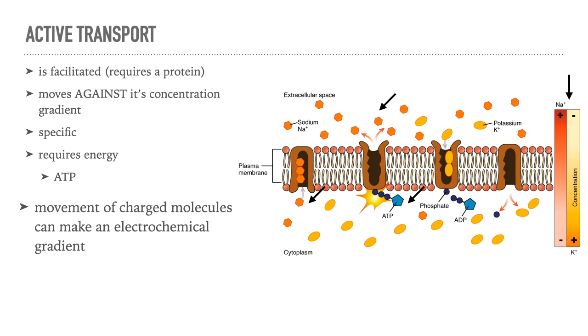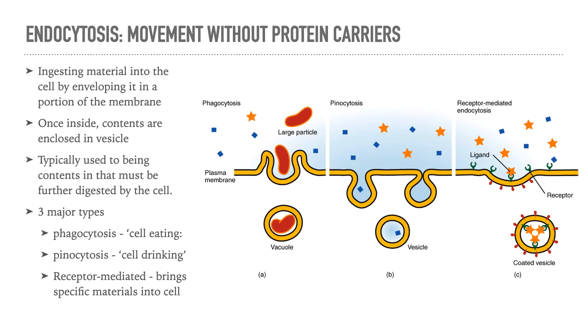And this is going to come into play when we talk about muscle and nerves during the Anatomy and Physiology 1 course. All right, so moving on, the last thing I want to talk about is endocytosis, and this is how we move very large molecules, way too large for a protein carrier, across the membrane. So this is going to be non-protein mediated movement for the most part.